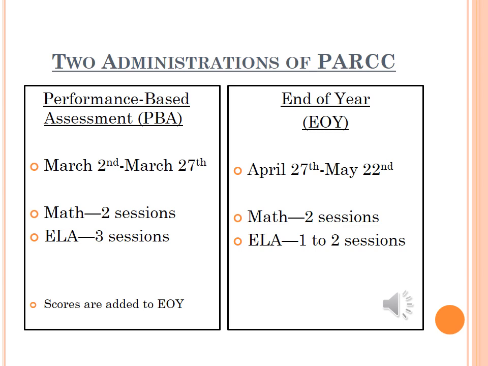Those questions are longer questions for students to answer and longer questions to have scored. They include things like a writing sample. The dates for the PBA are March 2nd to March 27th, and during that time, all students must be tested, including makeup tests. There will be math sections and English language arts sections of the PBA.